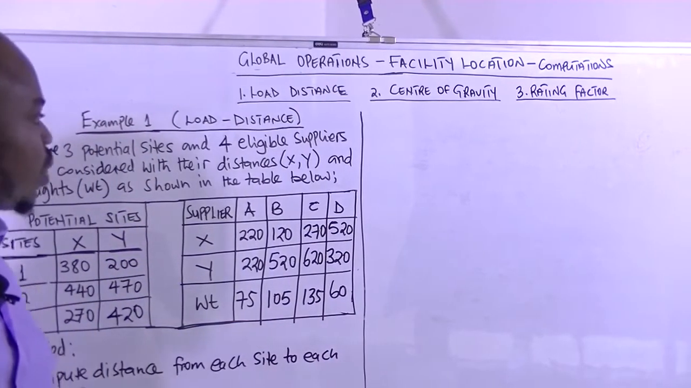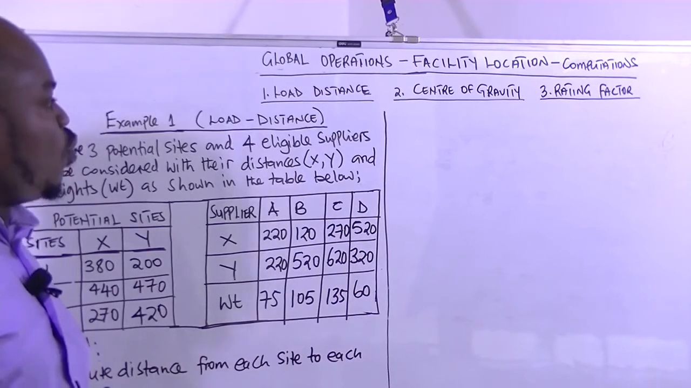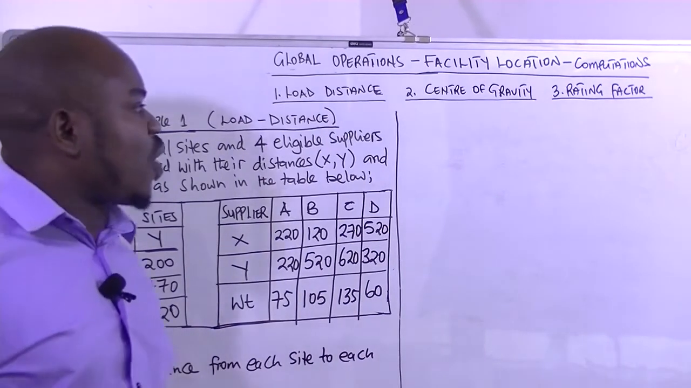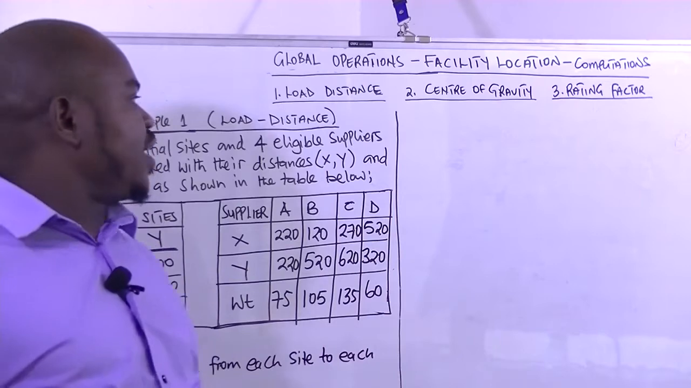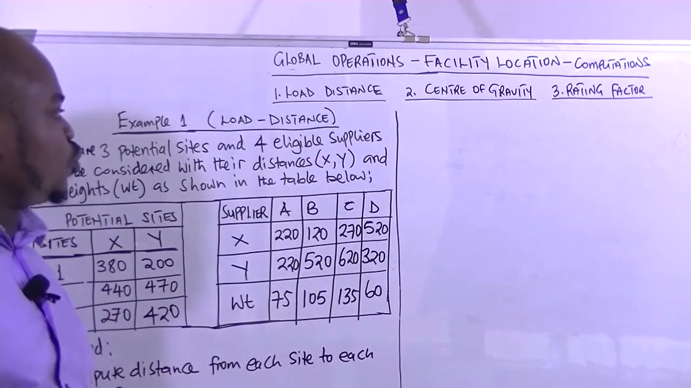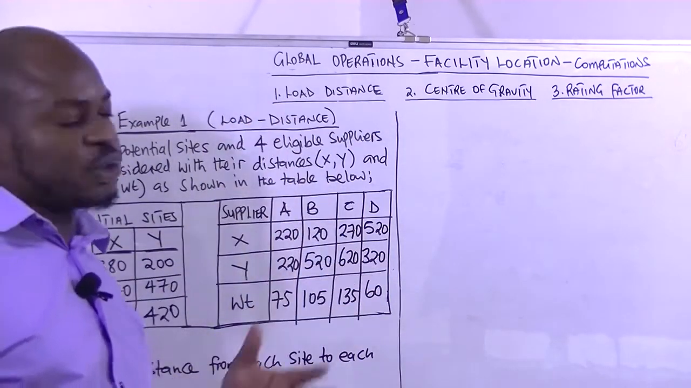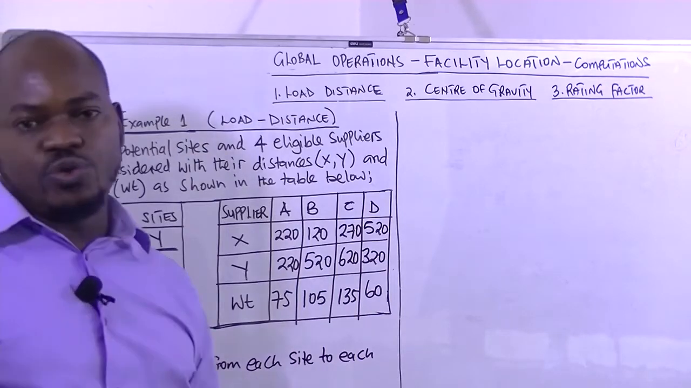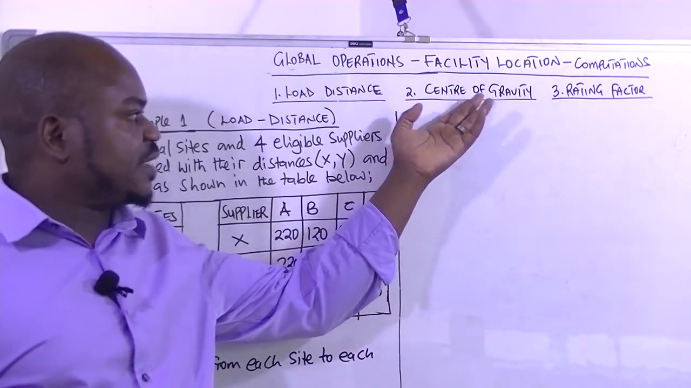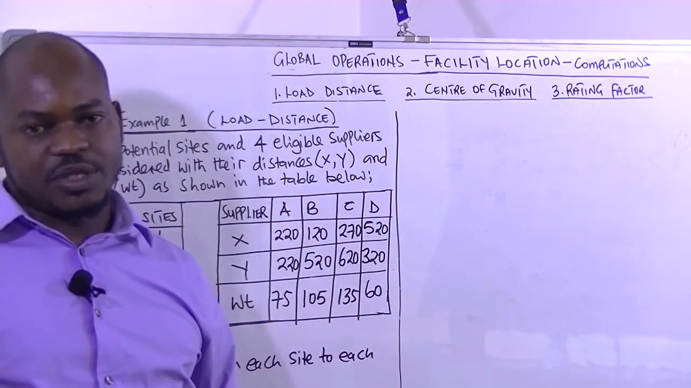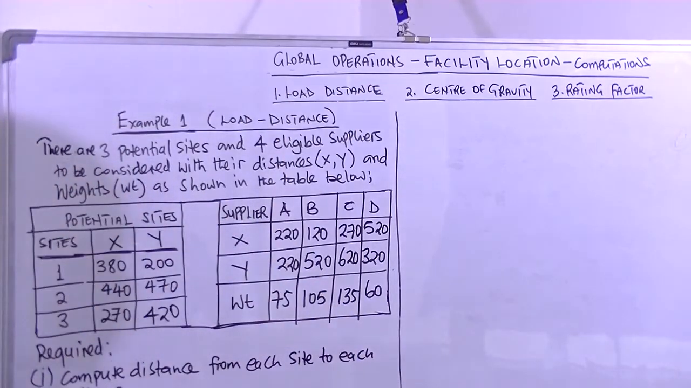Now, these options come separately in your exam, and your examiner will be asking you to calculate what is required based on each of these options. What it entails here is that if your examiner asks you to calculate the ideal facility location using load distance, he will give you several options under load distance from which you need to choose the most ideal location. So happens with center of gravity and rating factor. So I'll begin with load distance. There is an example here, which is right behind me on the board.